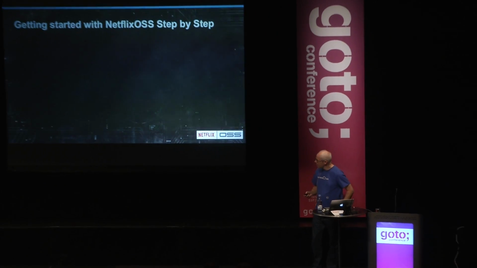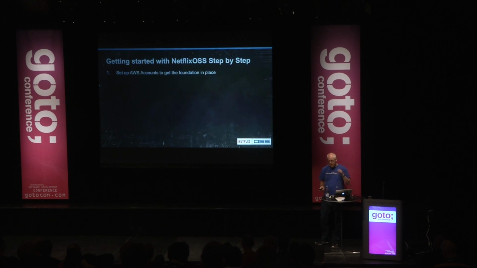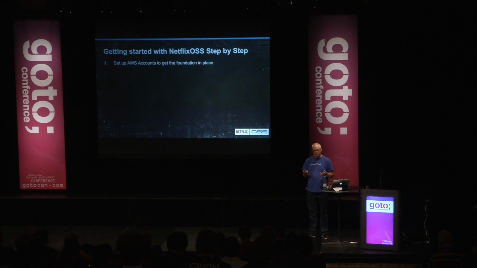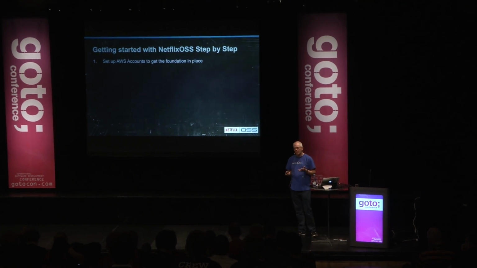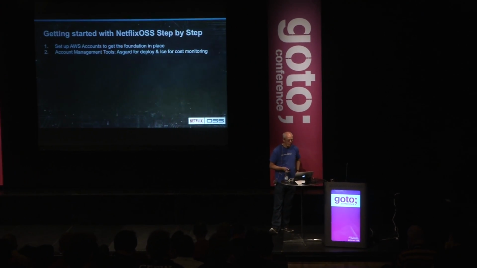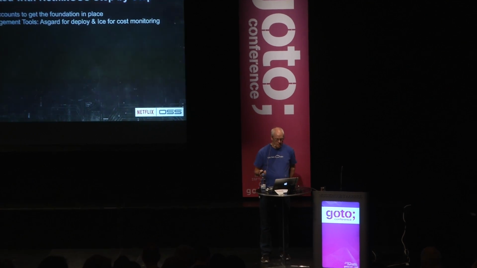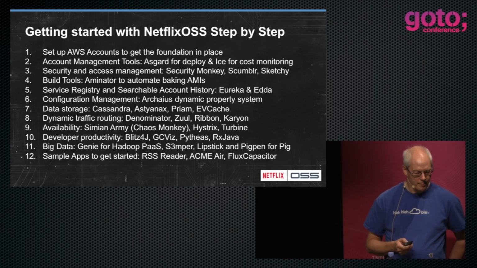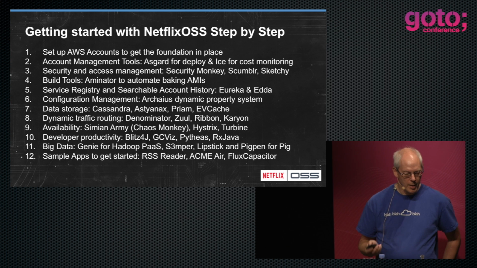Okay. So let's look at how we put this together. First of all, you've got to set up some AWS accounts, and Netflix has a particular pattern for doing that, so I'll talk through why we do it that way. I mean, you don't have to copy it, but you understand why we do it that way. Then use Asgard to deploy things and ICE for cost monitoring, so we set up those. You can set up all your security tools. Then you want to automate a build system, set up a service registry, and your black box recorder. Then configuration property system. This is all the foundational pieces you need to run a large-scale thing.